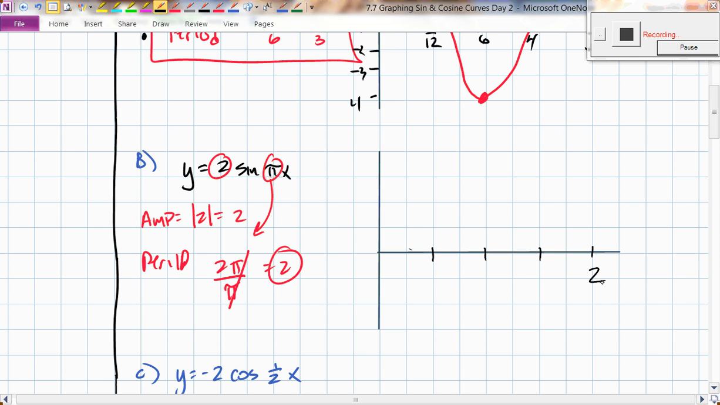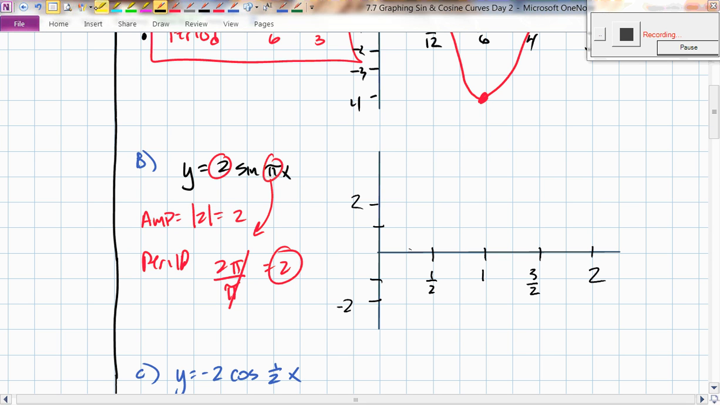so I have to start and end at a distance of 2 radians, right? So what's halfway between? This one's easy. 1, and then half of that is 1 half, so this has to be 3 halves, right? So there's my scale according to my period, which is a distance of 2 radians. That's how long it takes to complete one full curve. Now I need to go up to 2 and down to 2 to adjust for my amplitude.